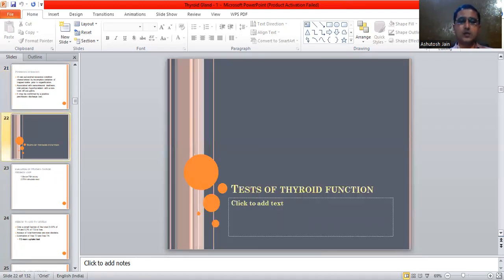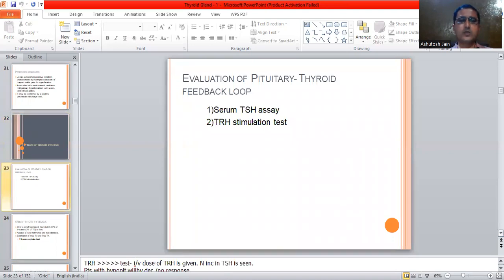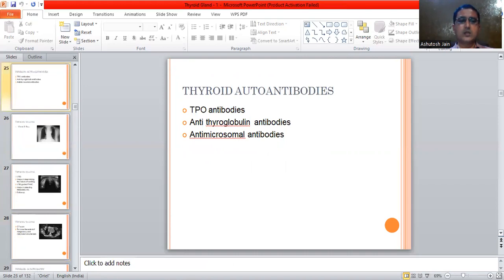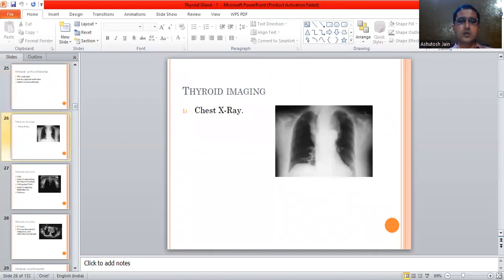Now, tests of thyroid function, evaluation of the pituitary thyroid feedback loop: serum TSH assay, TRH stimulation test. Serum T3 and T4 levels: only a small fraction of the total, 0.03% of T4 and 0.3% of T3, is free. Assays of total hormones are now obsolete. Estimation of free T3 and T4, T3 resin uptake test. Thyroid antibodies: TPO antibodies, anti-thyroglobulin antibodies, antimicrosomal antibodies.